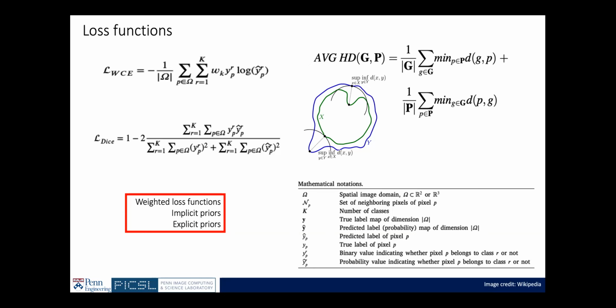A couple of other things to look out for are implicit and explicit priors. Priors are, again, a way of giving information to your network to tell it more about what specific structure you're interested in segmenting. This is especially helpful when you know a priori what kind of output you want from your network.